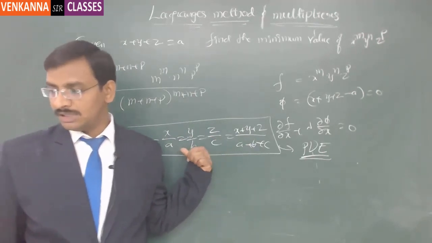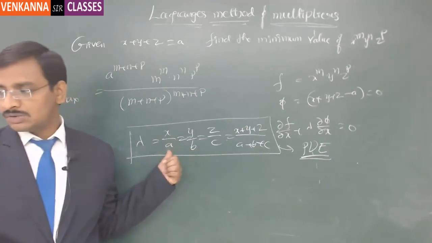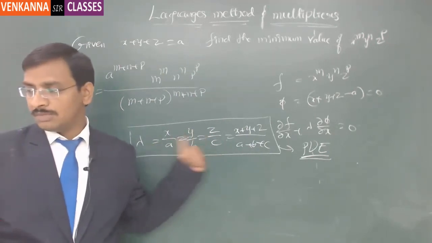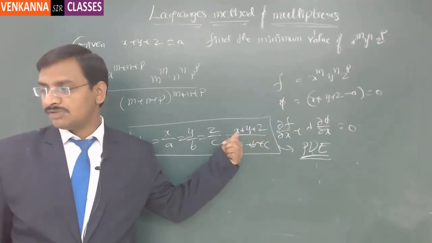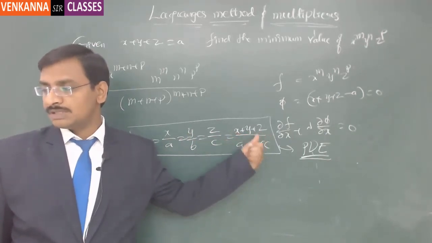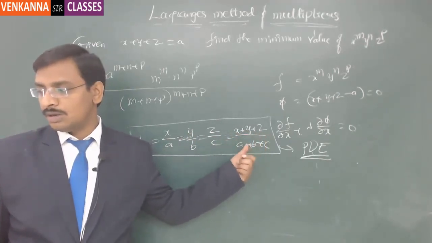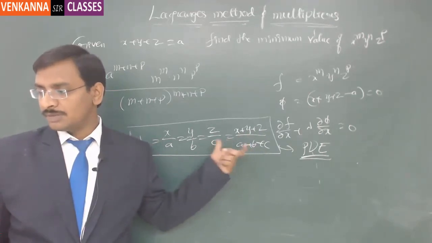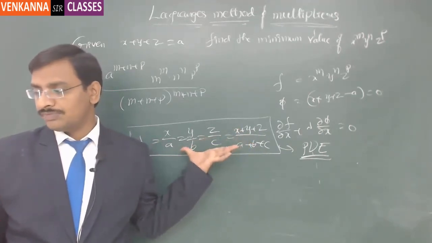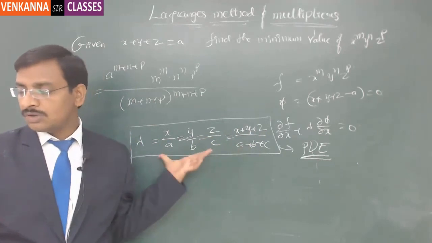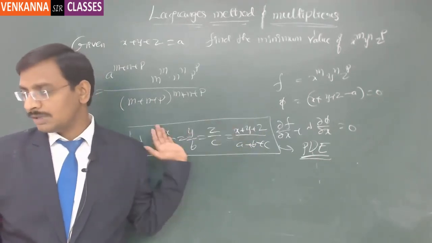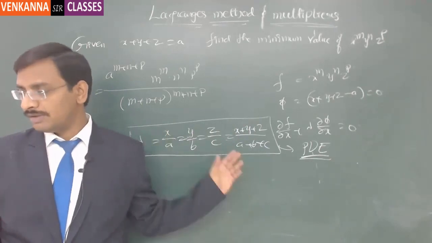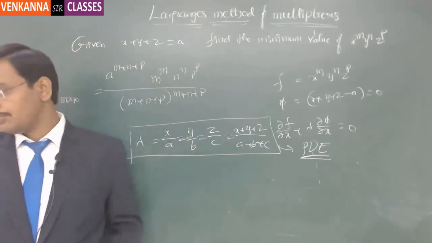You can prove it here itself. Why? See this, x is equal to a lambda, y is equal to b lambda, z is equal to c lambda. If you put it here, lambda times a plus b plus c, and a plus b plus c will cancel out in numerator and denominator. Lambda will be left over. That means these two are equivalent. So this method we are going to use in partial differential equations. Even here we will be using the same, to simplify the value of lambda. Got it? Clear?